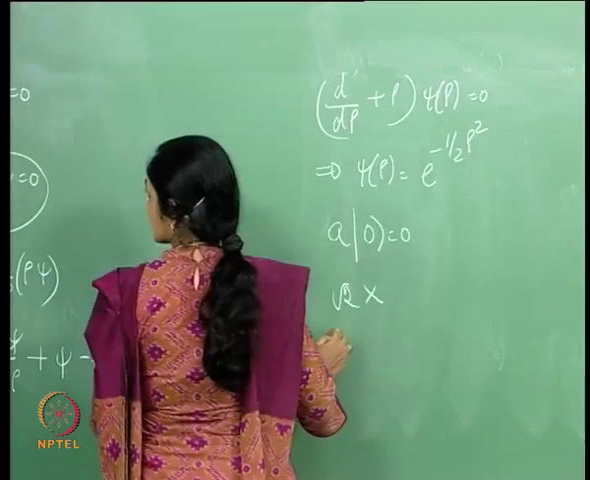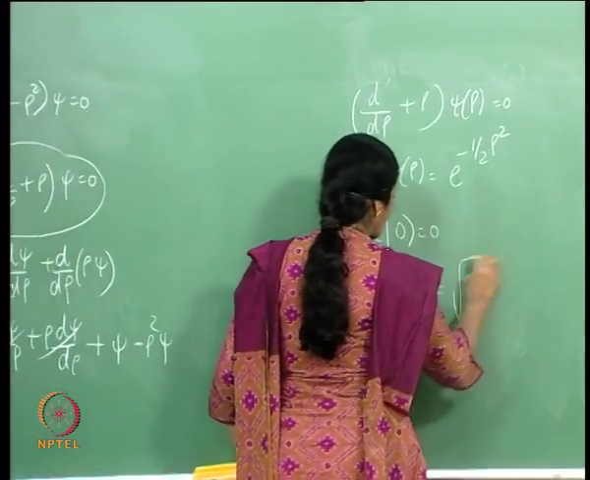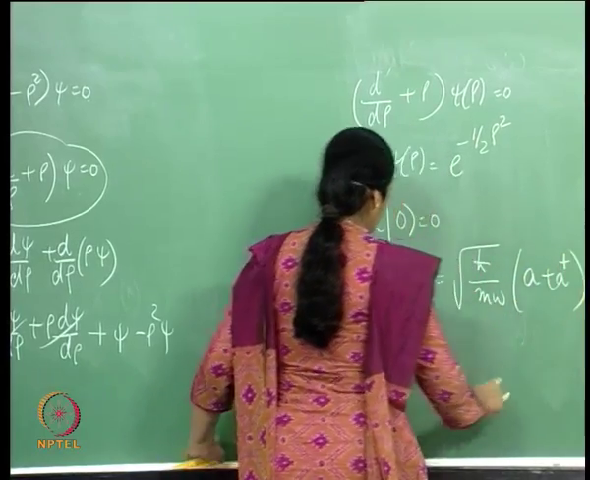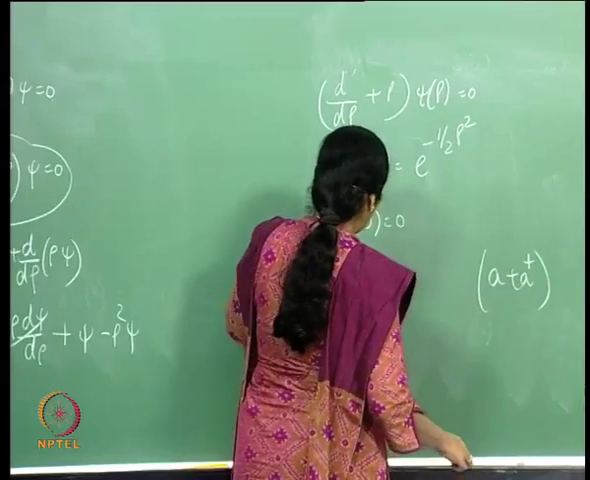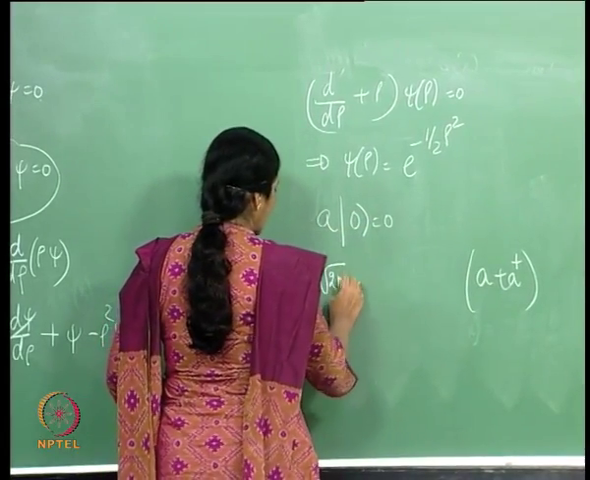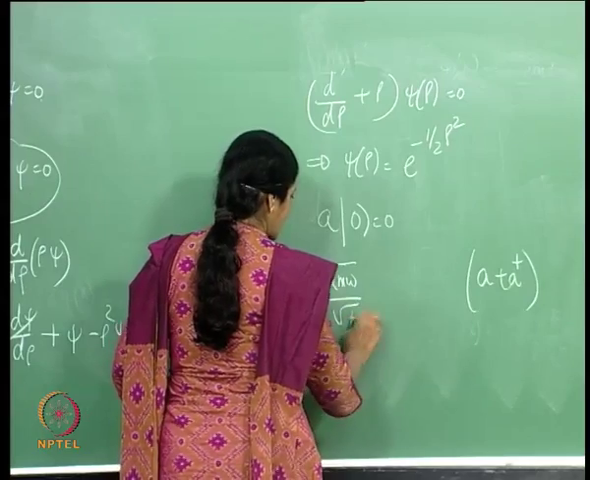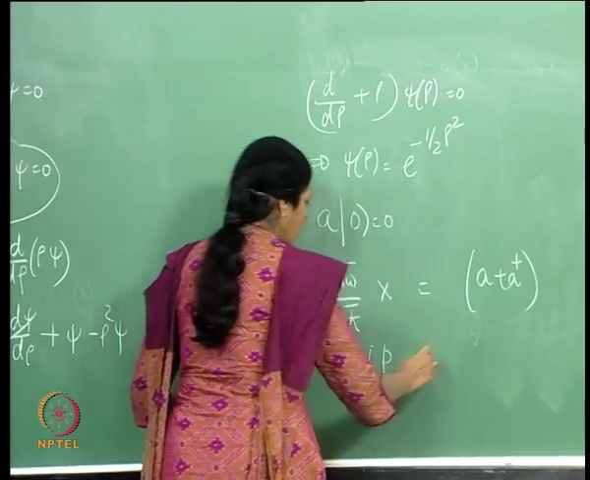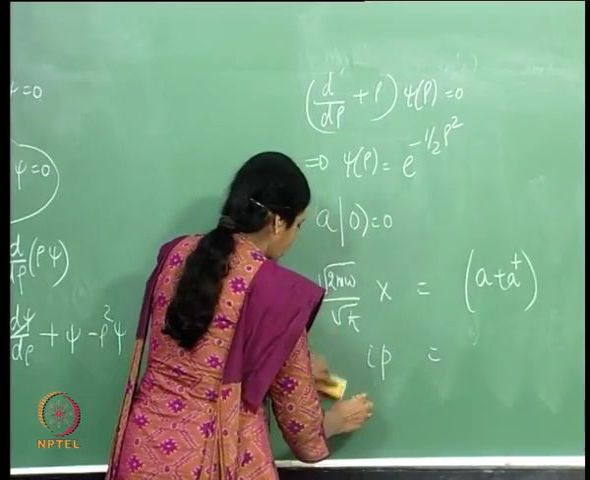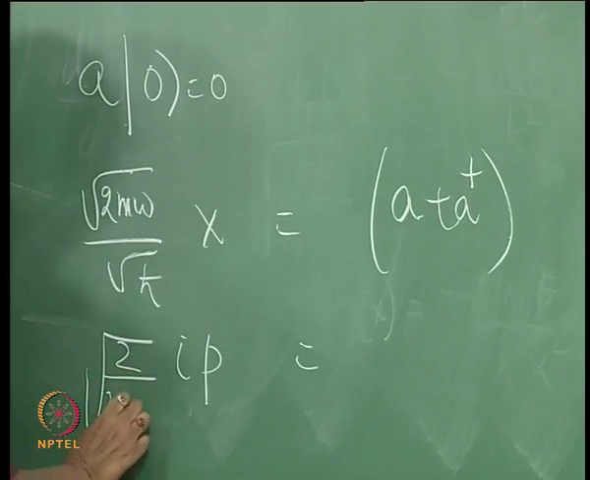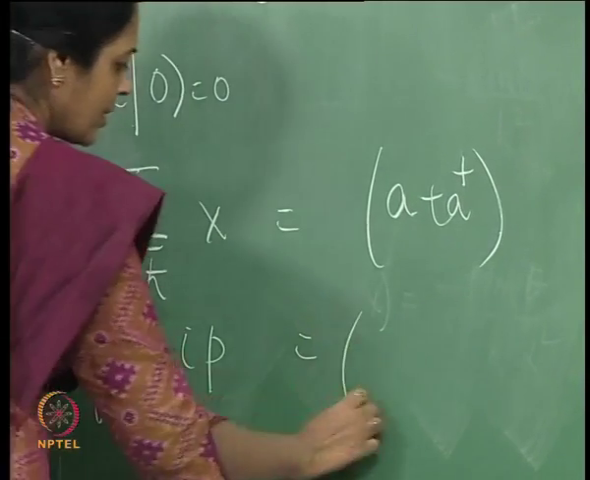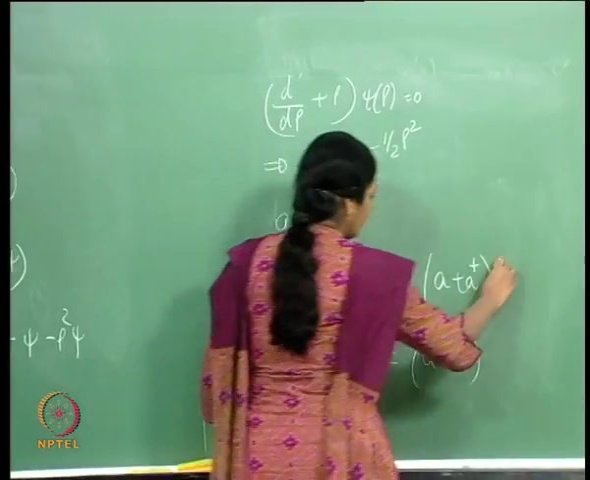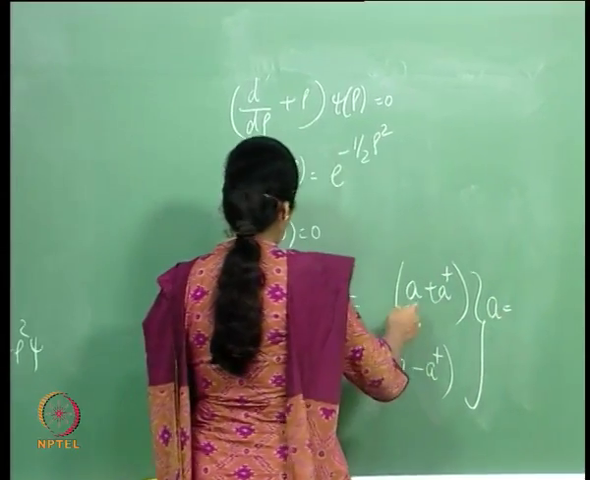So I have root 2 x equals root of h cross by m omega (A plus A dagger), and therefore root of 2m omega by h cross times x is equal to A plus A dagger. Then I have i p again with a root 2, and on this side I had a root of m omega h cross, and therefore root of 2 by m omega h cross times i p is A minus A dagger, which gives me A. I can solve for A.